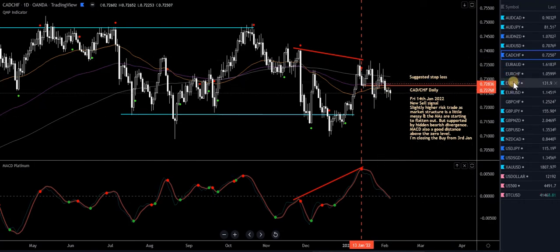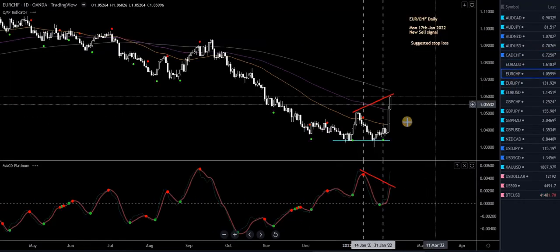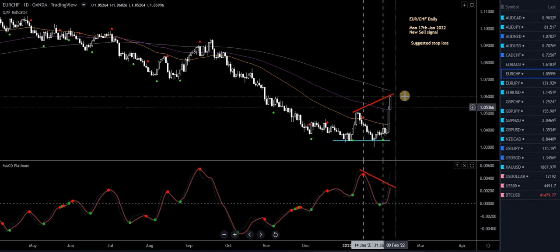Have a look at this Euro Swiss. Didn't take the buy, which I did.